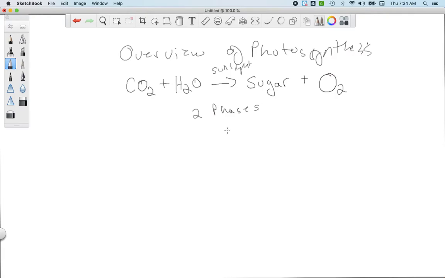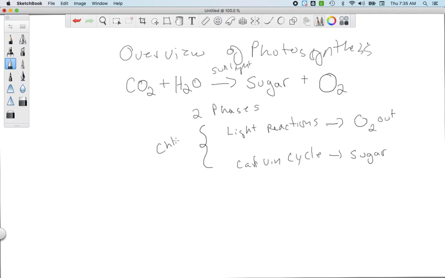The first phase is called the light reactions. And the light reactions are actually how we're going to get oxygen out. The other set of reactions are called the Calvin cycle, and the Calvin cycle gives us the sugar. Now, both of these, the light reactions and the Calvin cycle, happen in a place in the plant called the chloroplast, one of those organelles that's present in plant cells.